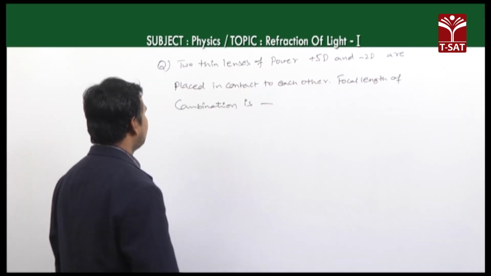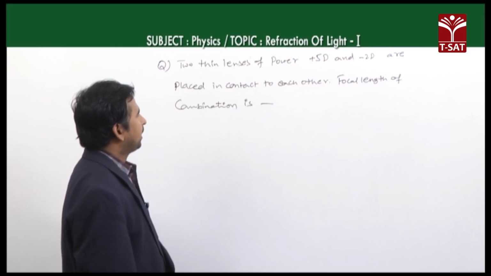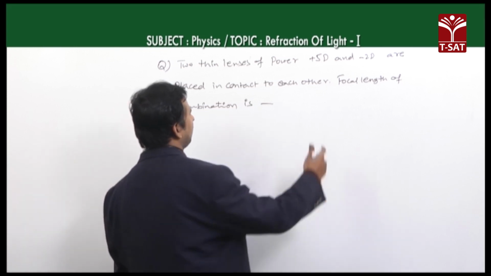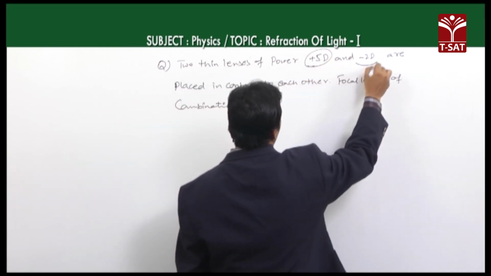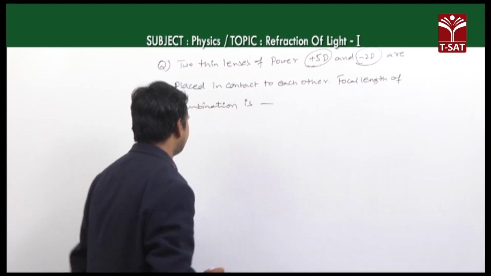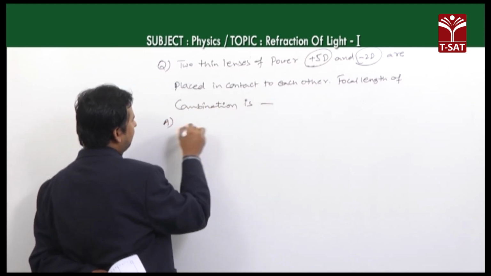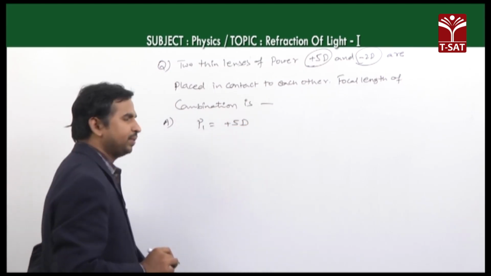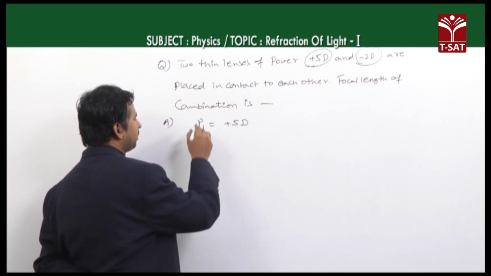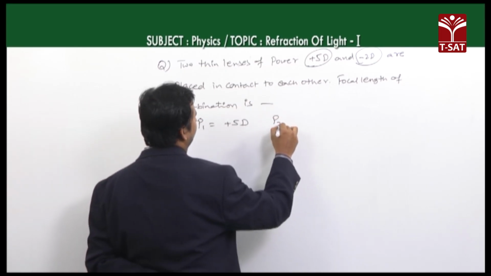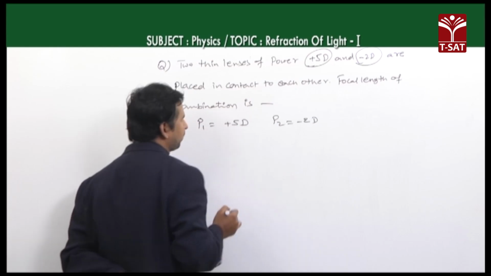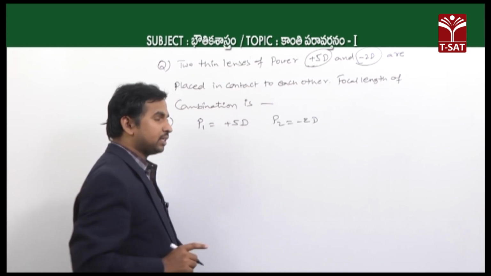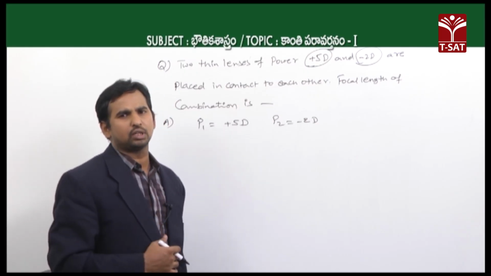Now, here two thin lenses are given having powers plus 5D and minus 2D. So, plus 5D is one power and another one is minus 2D. Here power P1 is plus 5D, which represents a convex lens, and the next one has power P2 equal to minus 2D, where that minus represents a concave lens. Now, these two lenses are combined.